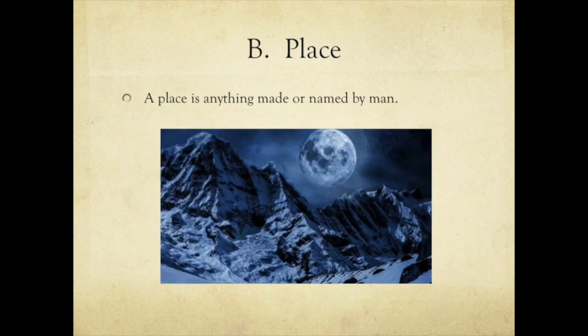Our second sublet of geography is place. Now, my definition for place for you is anything that is made or named by man. So if we talk about the Allegheny Mountains, that is a place because man named them. If we talk about your house, that is a place because, of course, man made that house. If we say the moon, and this is where people get all confused and tricked up, the moon is a place because we named it the moon. And whether or not we were there or not, that's for you to decide.